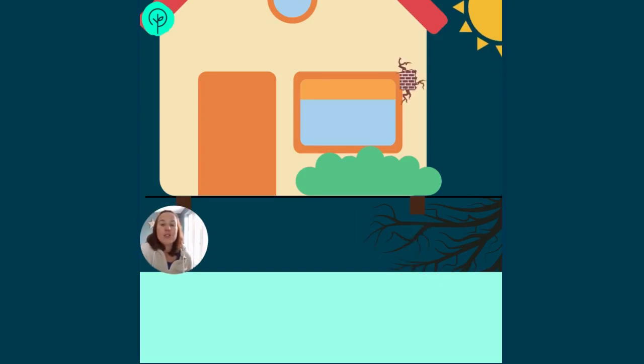The cracking tends to occur around points of weakness in the property, whether that is around doorways or windows. So in this example, there's some cracking around a window in, probably, the front bay of the property.